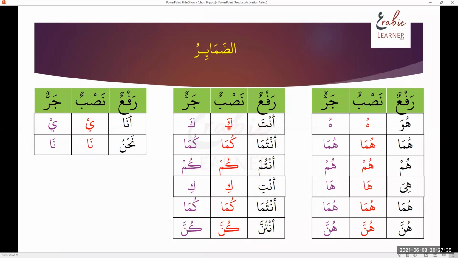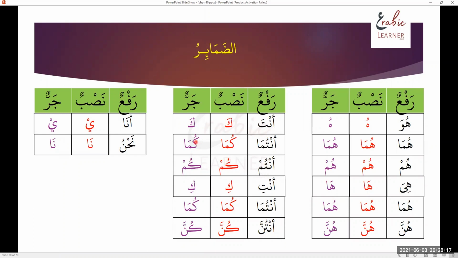When a dhamir attaches to the ism, you get mudaf, mudaf ilayh. Dhamir is mudaf ilayh, and mudaf ilayh is always majroor. In the same way, when the dhamir attaches to the harfu jar, then it becomes ism majroor. So it becomes majroor.